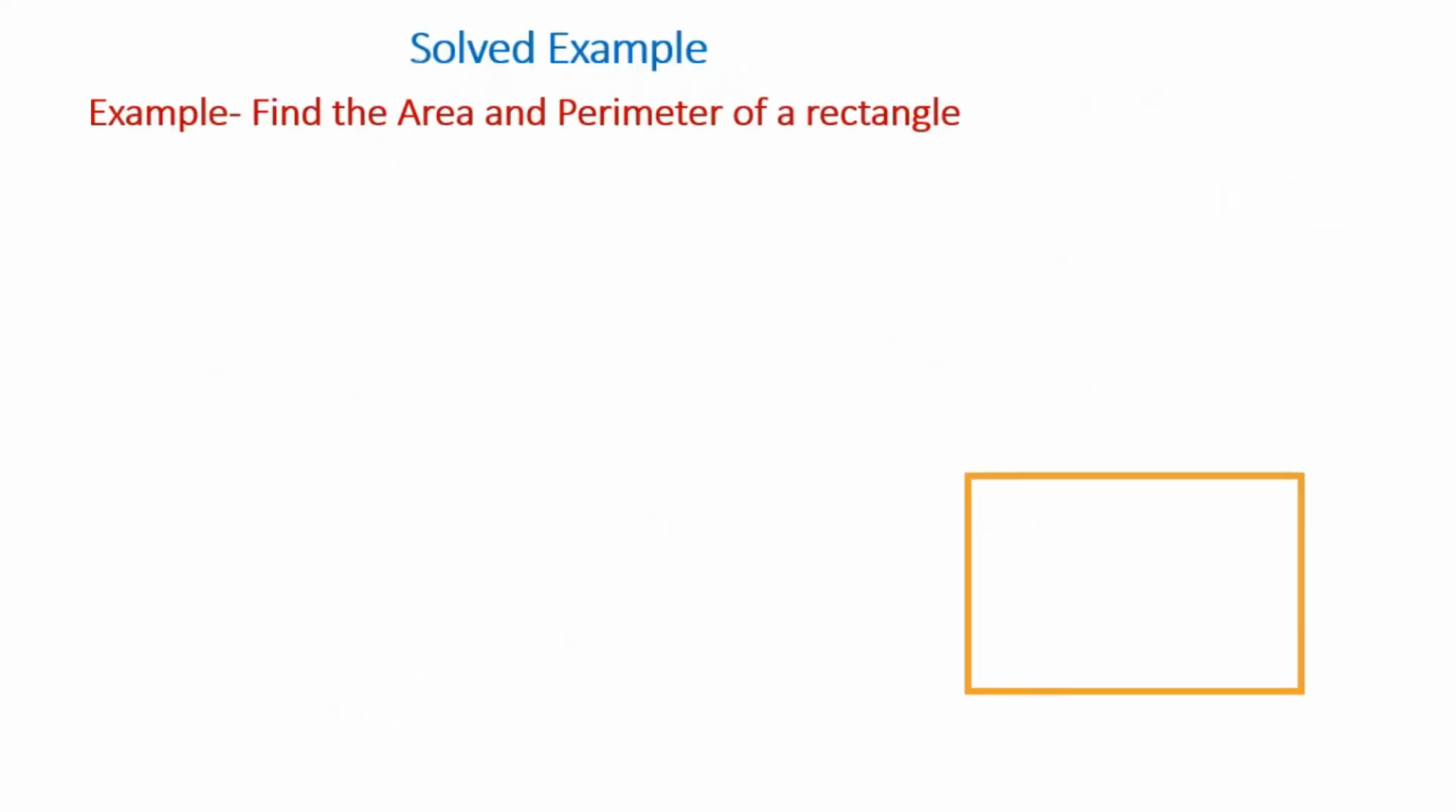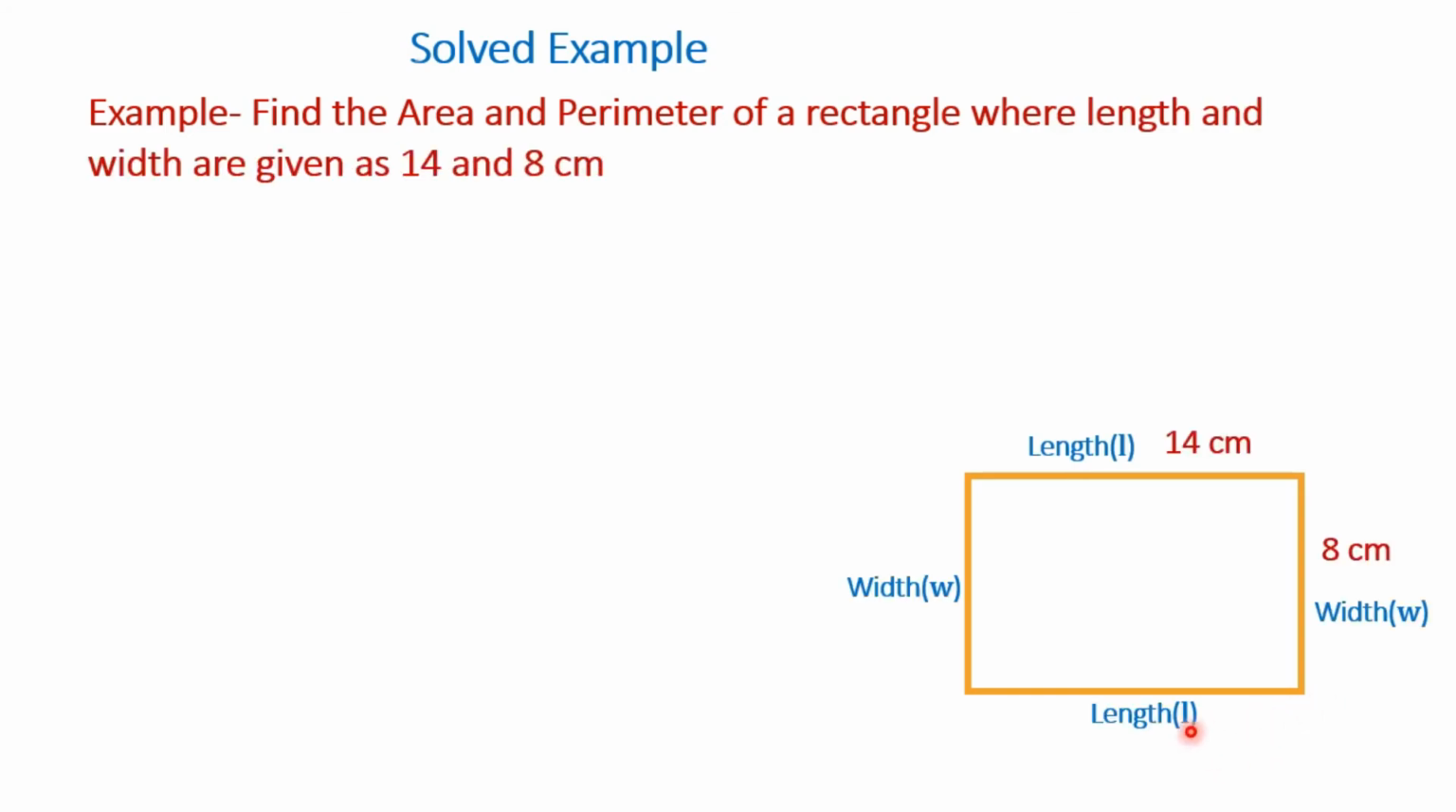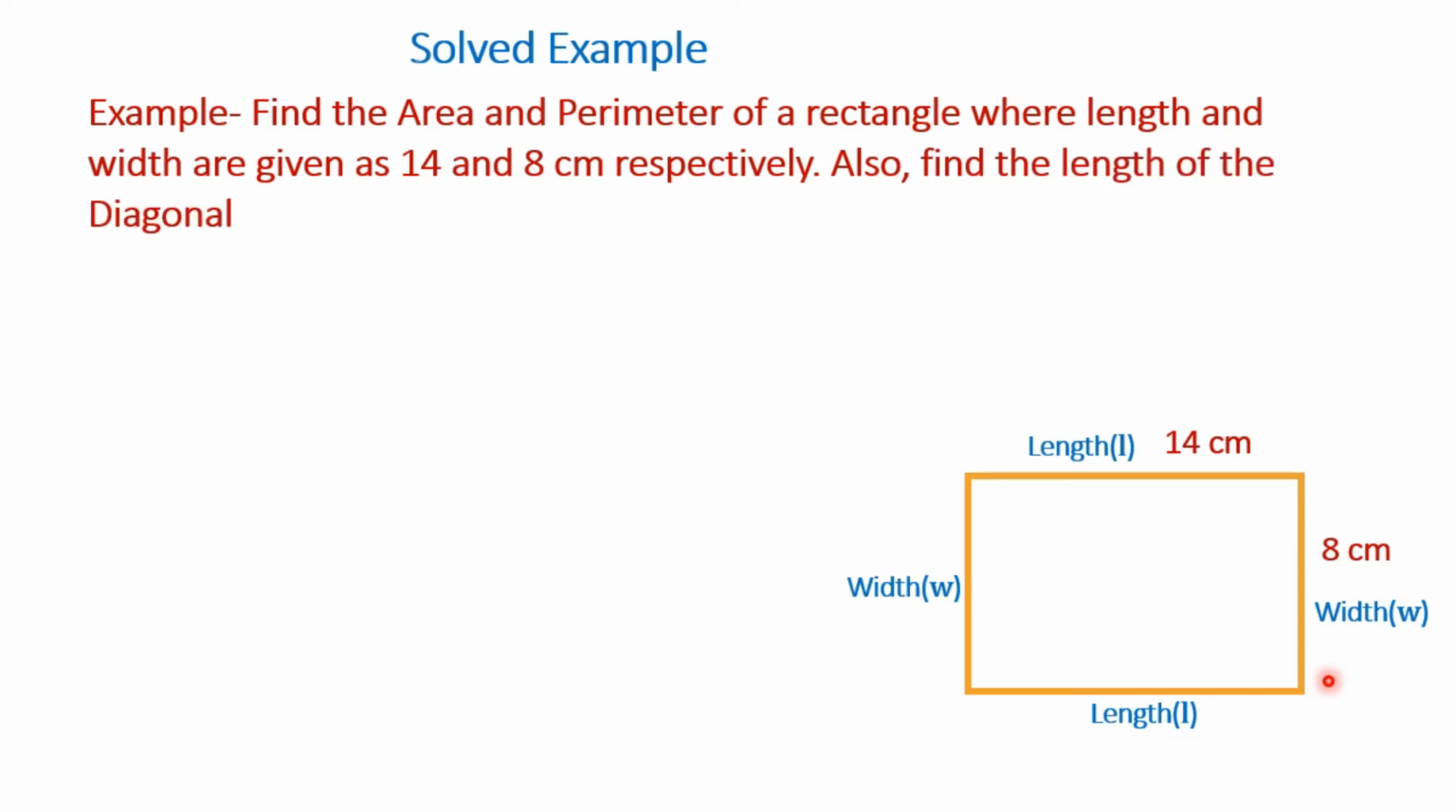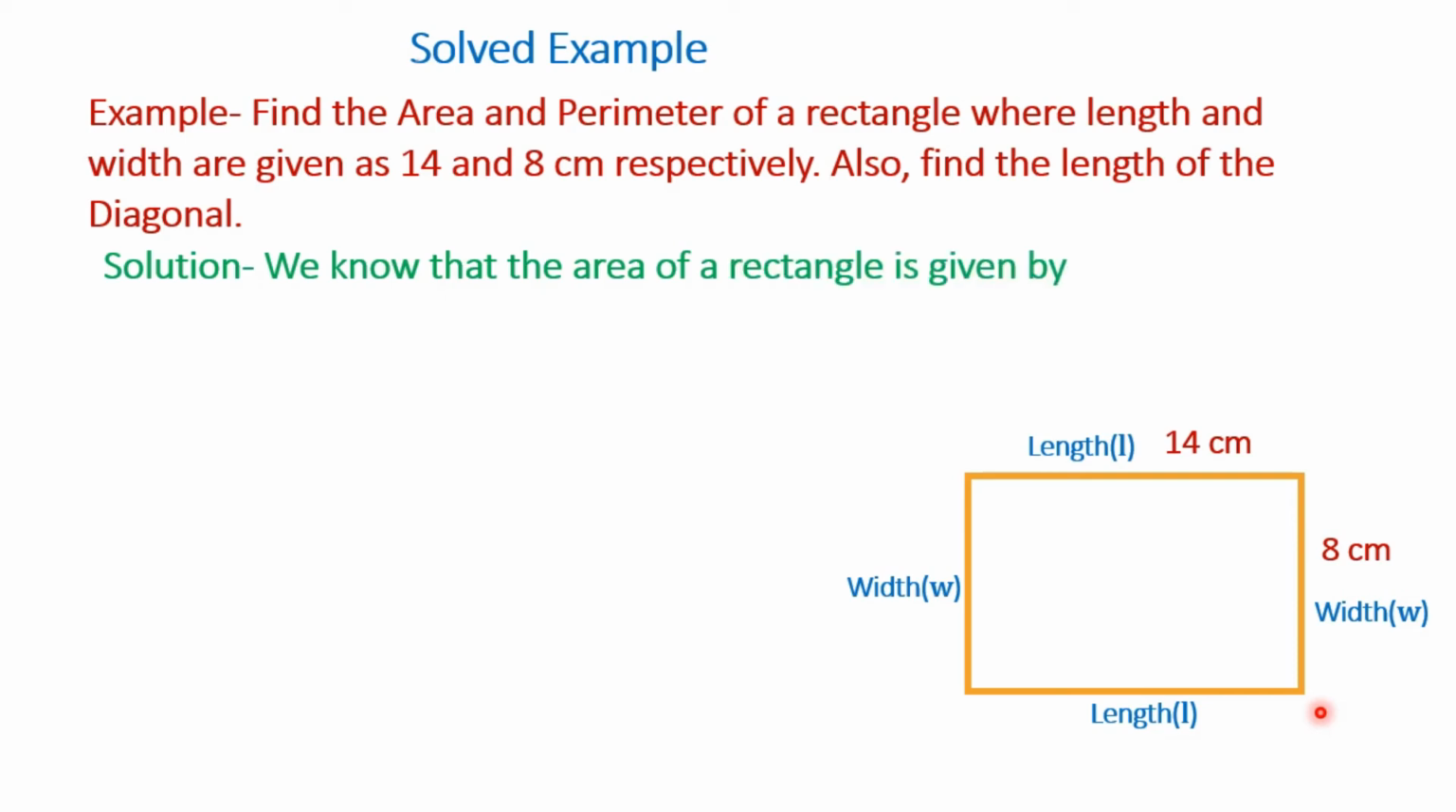Example. Find the area and perimeter of a rectangle where length and width are given as 14 and 8 cm respectively. Also find the length of the diagonal. Solution. We know that the area of a rectangle is given by A is equal to length into width. Therefore, A is equal to 14 into 8. So, A is equal to 112 cm square.